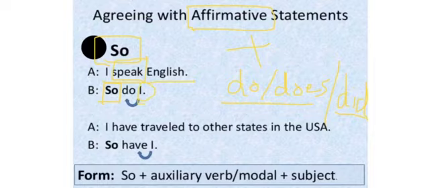Sentence number 2: I have traveled to other states in the USA. Here, the statement already contains one of these auxiliary verbs, so we're going to use the same auxiliary verb. Start with so, follow it with one of these auxiliaries, which is have, and the subject is I. The form is so plus auxiliary verb or modal plus subject.